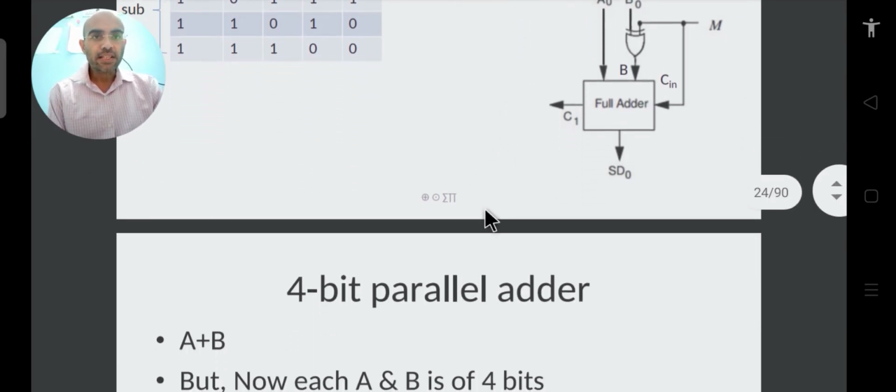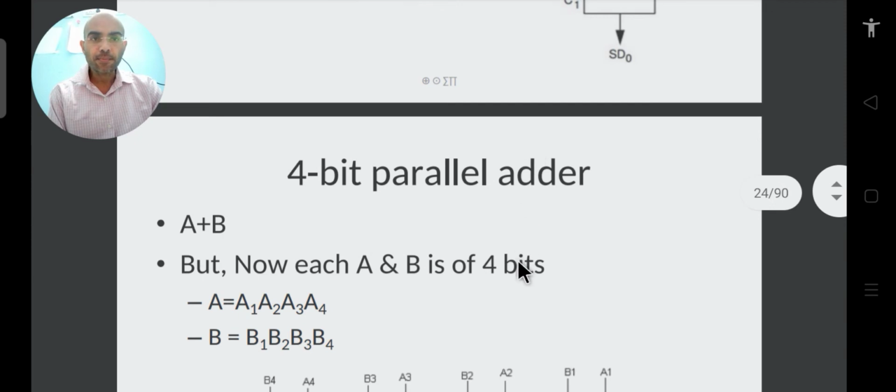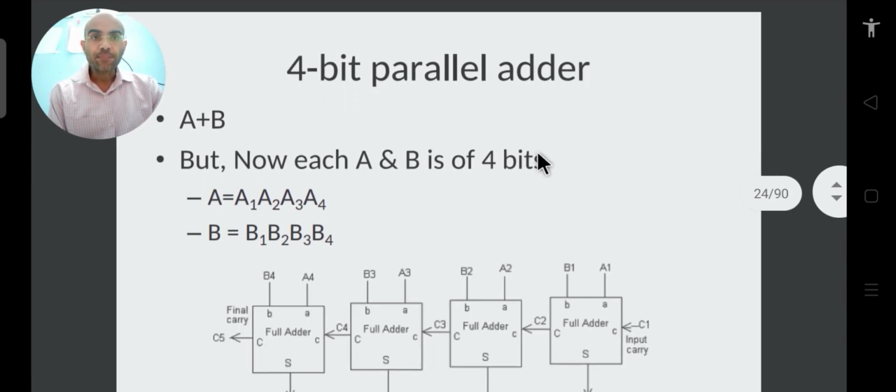Moving on to the next topic. In the last few slides we saw a single bit adder and subtraction operation. Now we will see a multiple bit adder. First we will see a parallel adder. The difference between the single adder and a parallel adder is that this single adder only we are going to use multiple times to make a parallel, or multi-bit, adder.